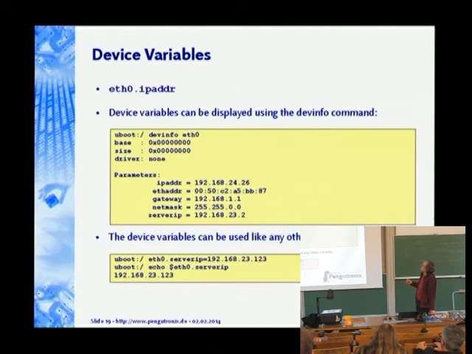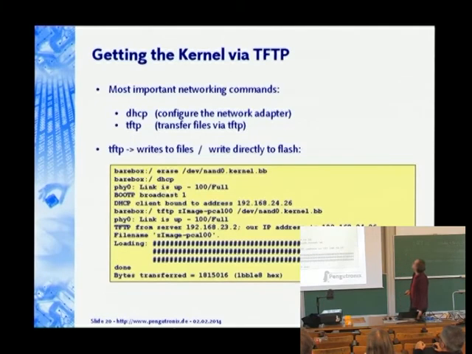For example, a device like the first Ethernet device here can just have parameters. If you use the devinfo command here, you can call devinfo eth0, and then you see what the driver outputs for this device, and here you can see what kind of parameters it has, like the IP address and so on. And you can just set it like a variable, like this here. So setting variables for devices is quite easy.